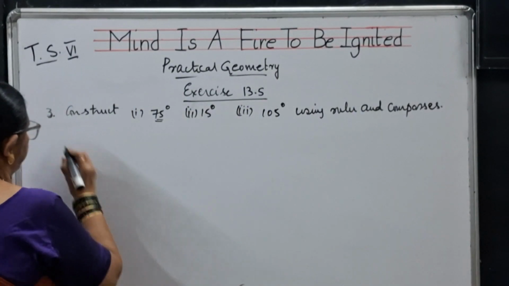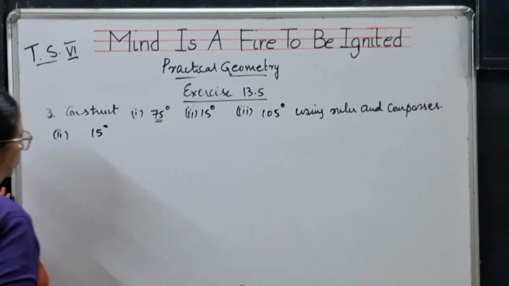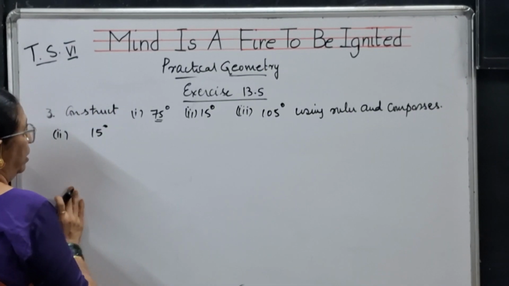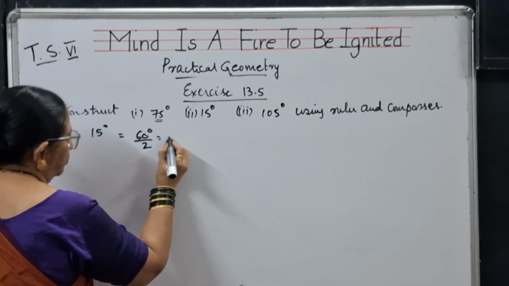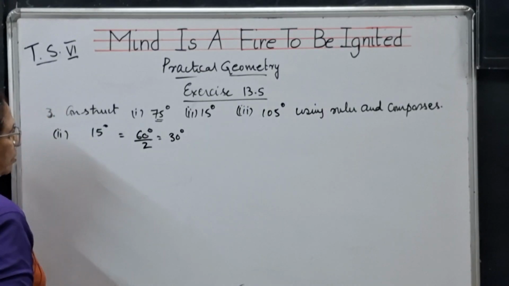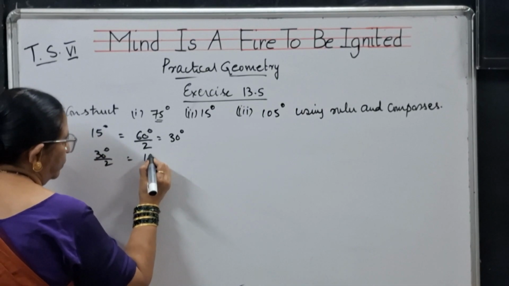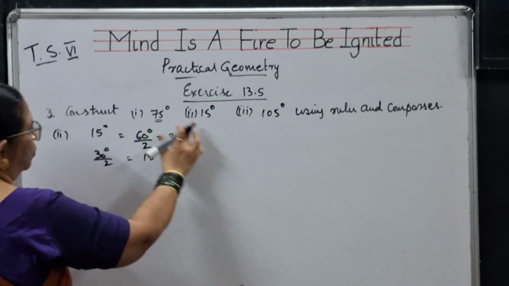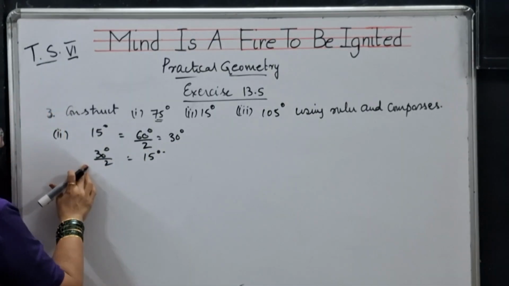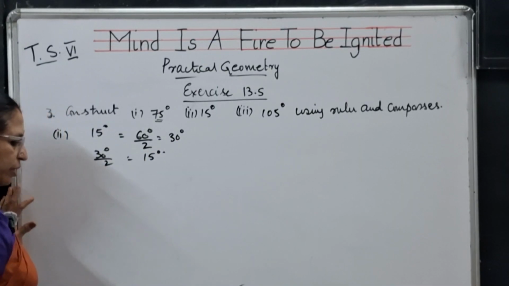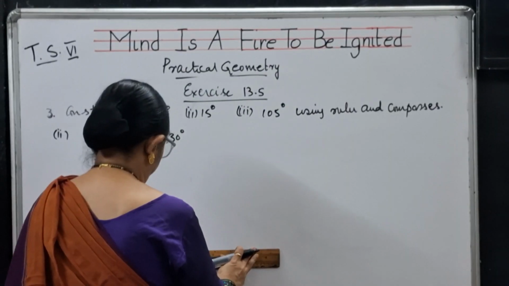Now, second bit, we are doing construction of 15 degrees. How will you do this angle, children? Let us have an idea. 60 degrees by 2 is 30 degrees, and 30 degrees by 2 is equal to 15 degrees. So first we have to go for 60 degrees, bisect it to 30 degrees, bisect 30 degrees to get 15 degrees. So let us see how it has to be constructed.